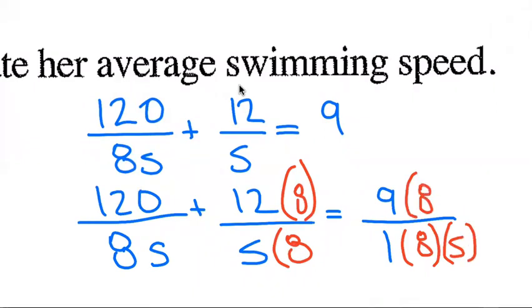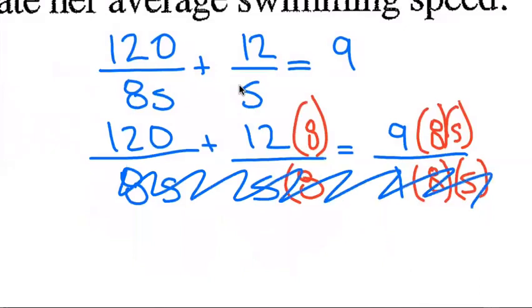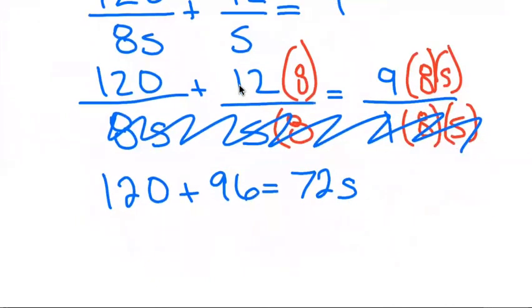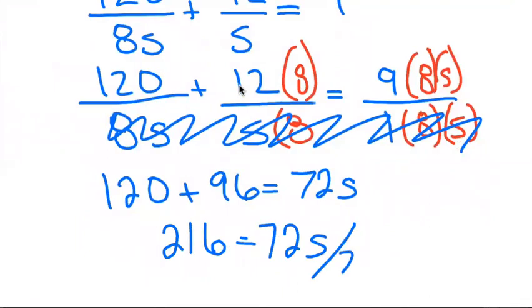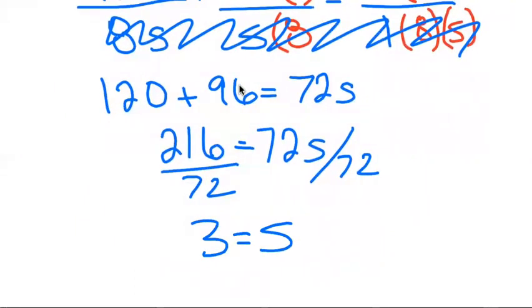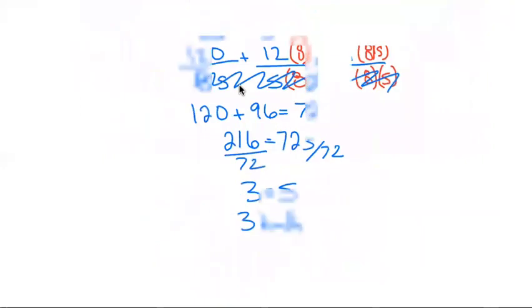So this is times 8s. Once we have everything on a common denominator, it disappears. I'm left with 120 plus 12 times 8, which is 96, is equal to 72s, and I can solve. This is 216 is equal to 72s. Divide by 72, divide by 72. That gives us a nice even s, 3. S is equal to 3, so her swimming speed is 3 kilometers per hour. Done.